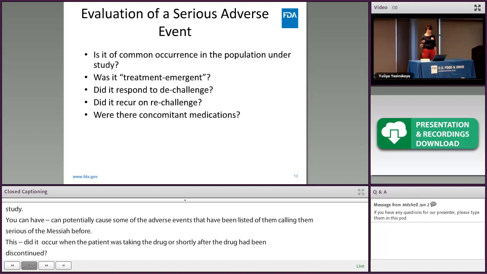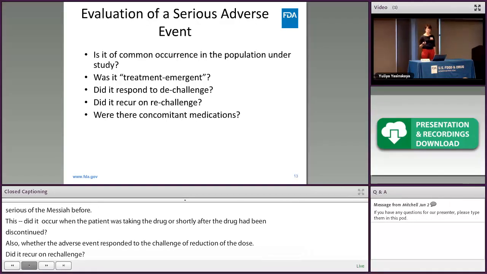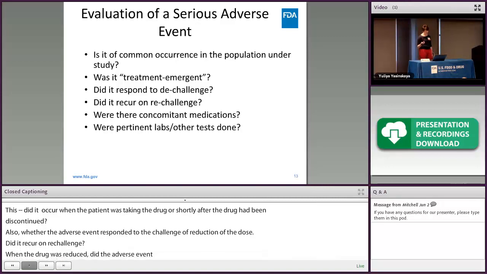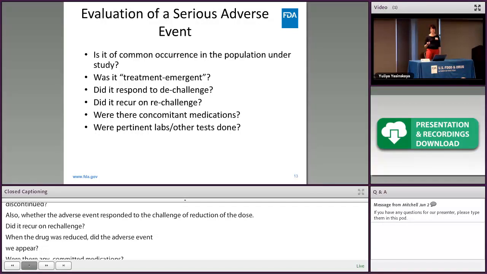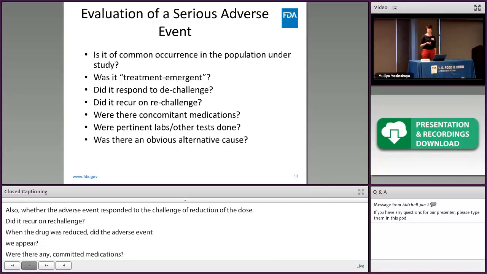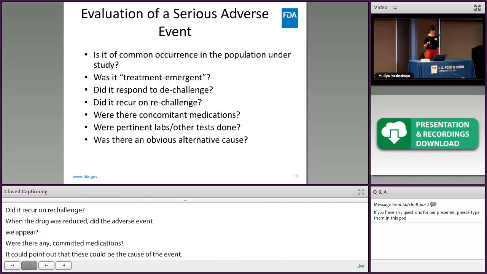When the drug was reduced, did the adverse event reappear? Were there any concomitant medications, the safety profile of which might point out that they might have been the cause of this event? And were there any pertinent laboratory or other testing done to try to elucidate any potential alternative causes for this event occurrence? Was there an obvious alternative cause for this event? And whether this serious adverse event is a study endpoint.